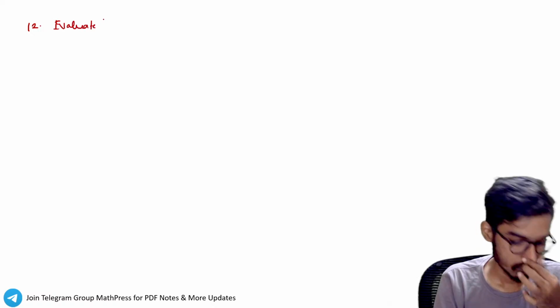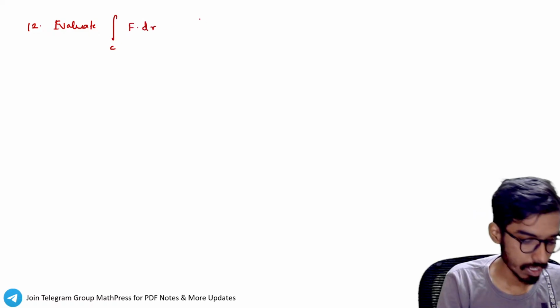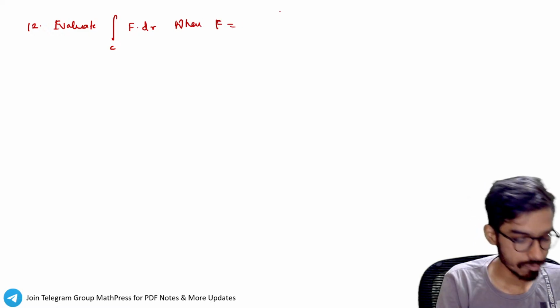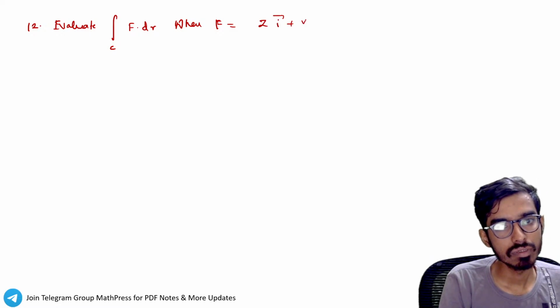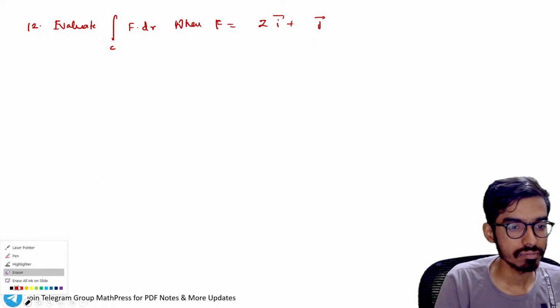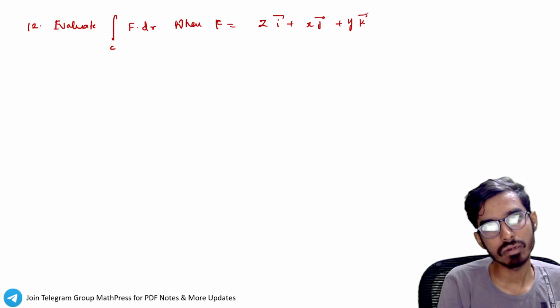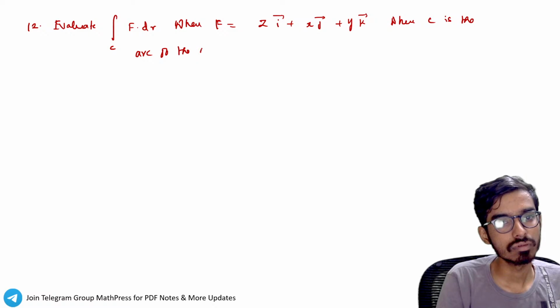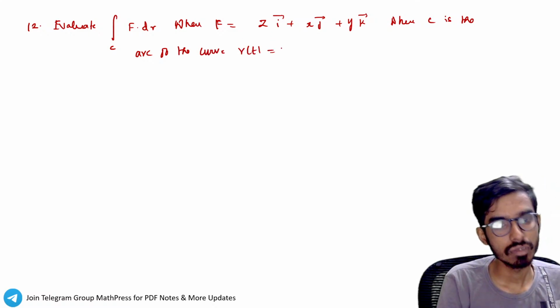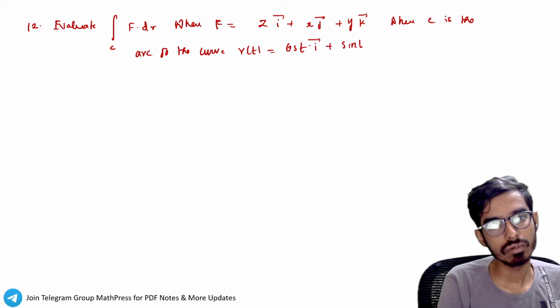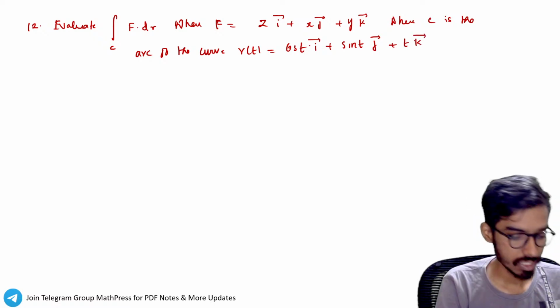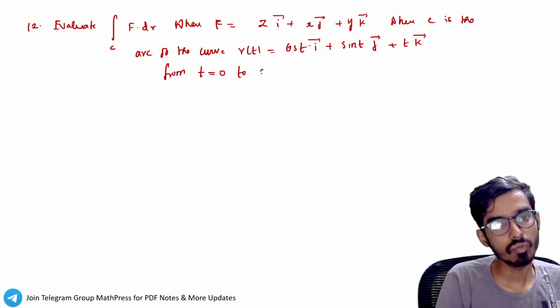So evaluate the integral over c of f dot dr, where f is z i vector plus x j vector plus y k vector, where c is the arc of the curve r of t equals cos t i vector plus sin t j vector plus t k vector, from t is equal to 0 to 2 pi. Very simple.